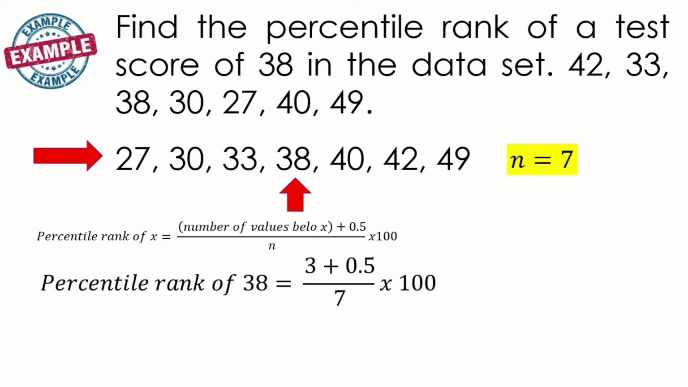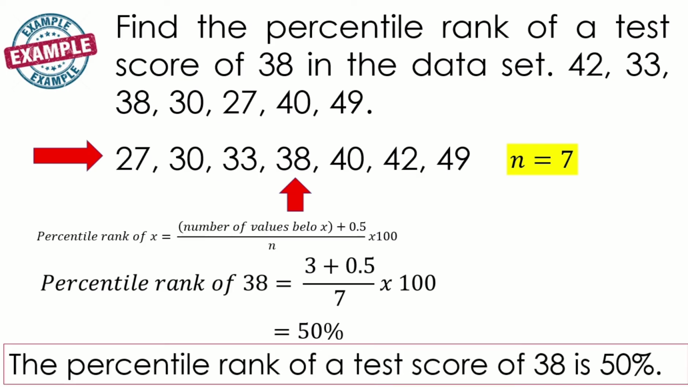So, therefore, 3 plus 0.5 over 7, kasi yun yung n natin, times 100, the answer is 50%. Ibig sabihin, the percentile rank of a test score of 38 is 50% or pang 50th percentile rank. Ang 38 na yan ay pang 50th percentile rank. Gamitin nyo lang tong formula na to.